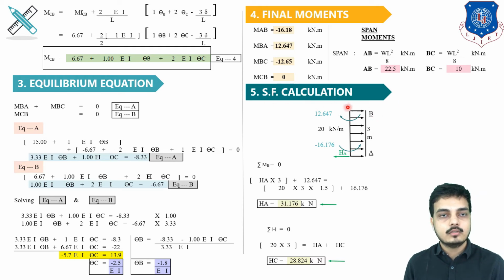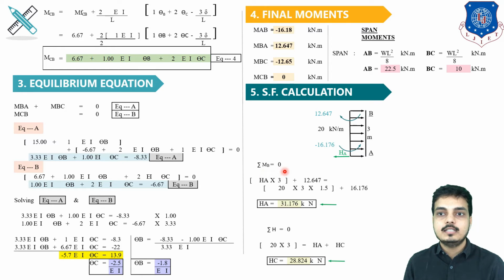Now further, for the shear force calculation, we took the AB span out separately, because there will be a horizontal reaction HA at point A. This UDL of 20 kN per meter is given. AB length is 3 meters. These two moments are my MAB, minus 16.17, and MBA, which is 12.67. Look here, it is anti-clockwise because it is a minus. This one I have placed clockwise because it is a plus 12.67.